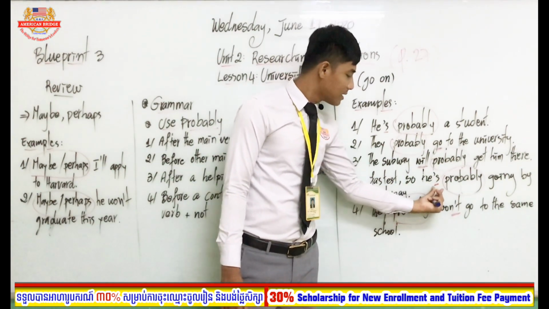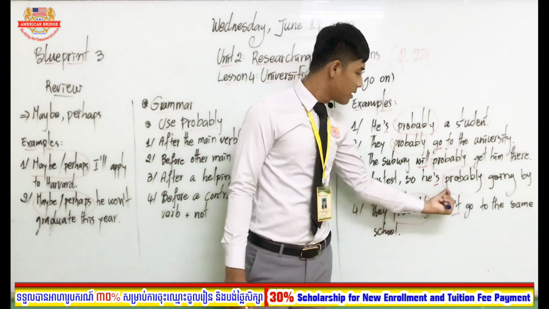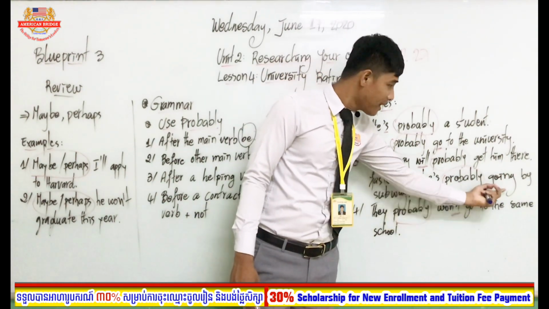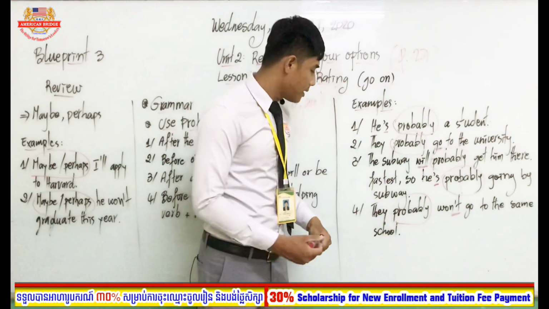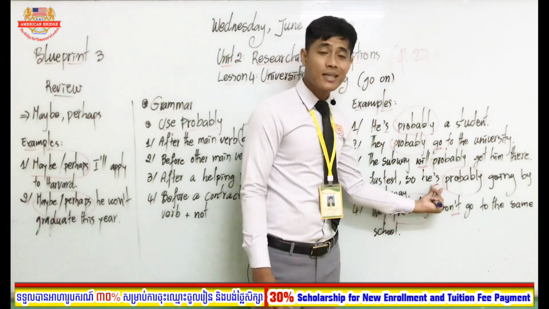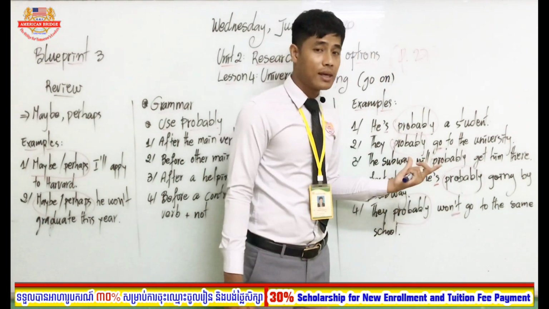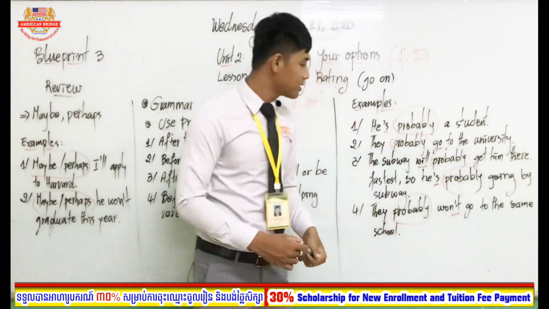So look at this. Main verb be. Okay, main verb be. Probably going by subway. So everyone look at this. This is main verb be, and this is probably. Okay, you got this.